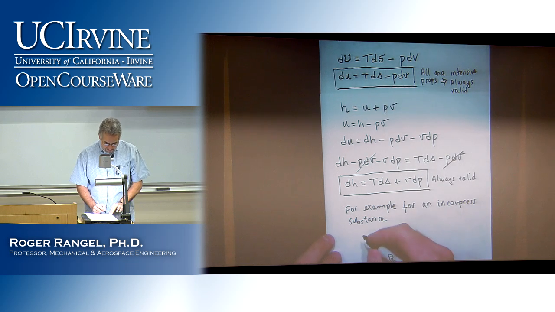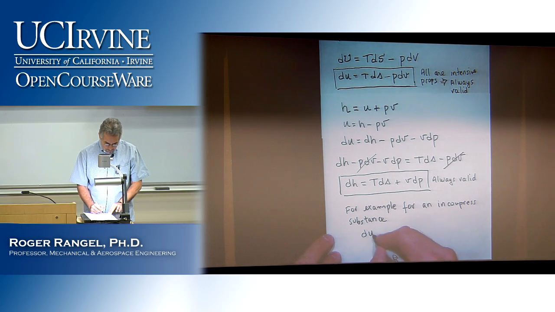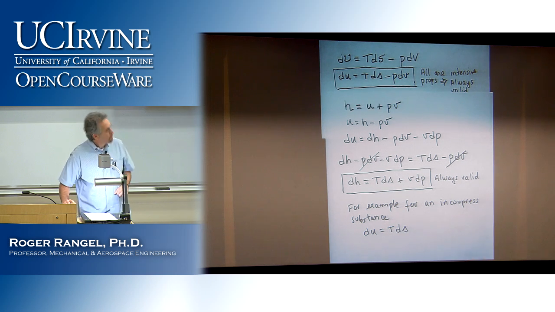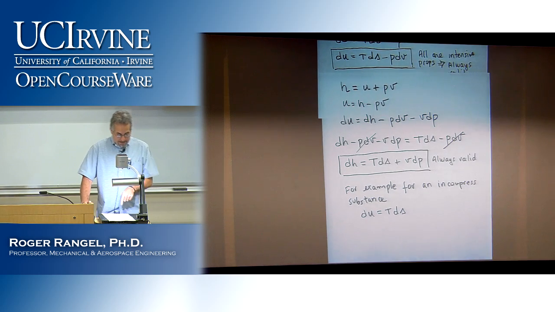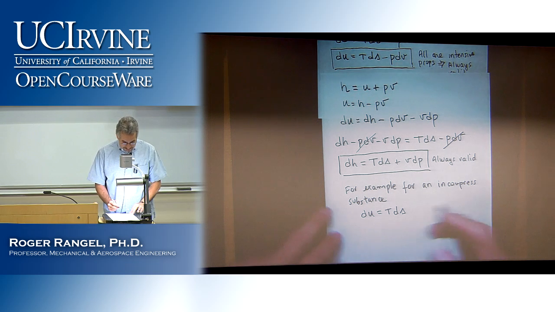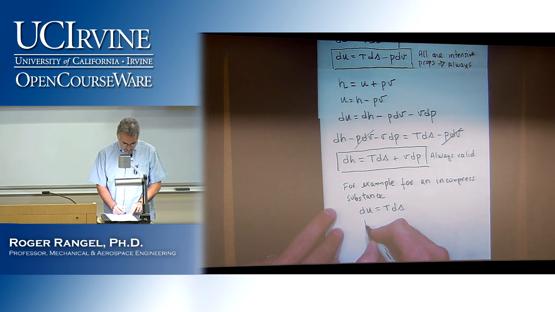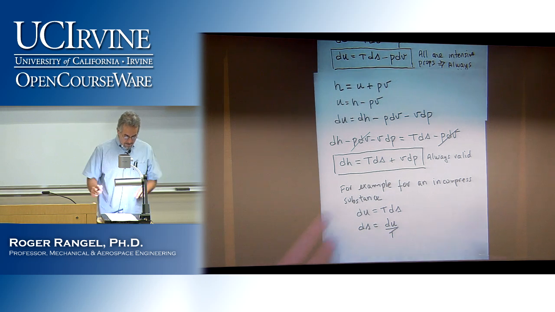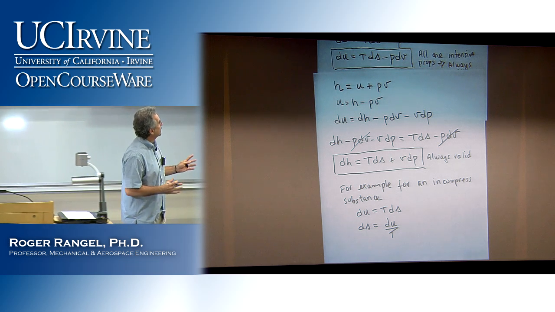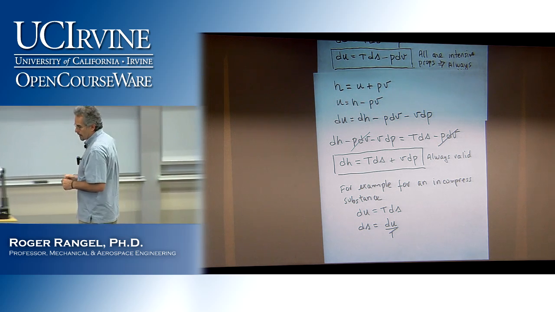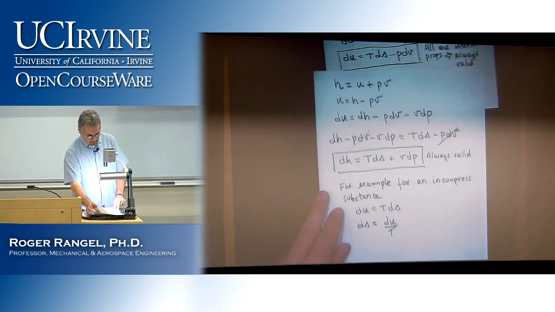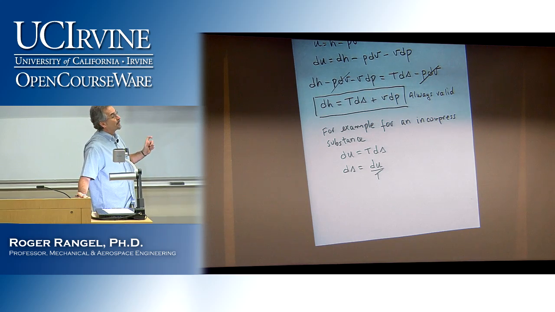So if I take the first one of these, then I can say that du is equal to T ds. Right? Because I ignore the variation in the volume. I'm assuming that it's incompressible. Then I can use this relationship, for example, to find, if I solve for the entropy, ds is du over T. And I can use this relationship to find the entropy change if I know the variation in internal energy. But again, the relation is in differential form.